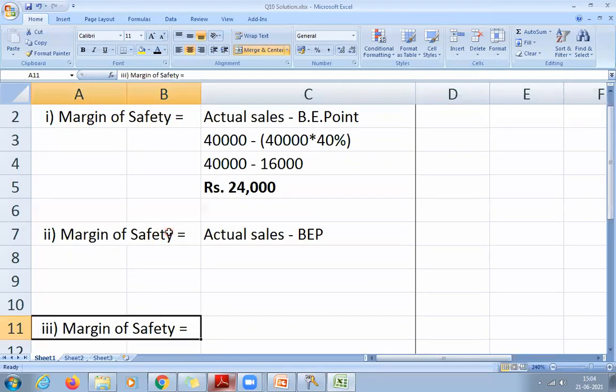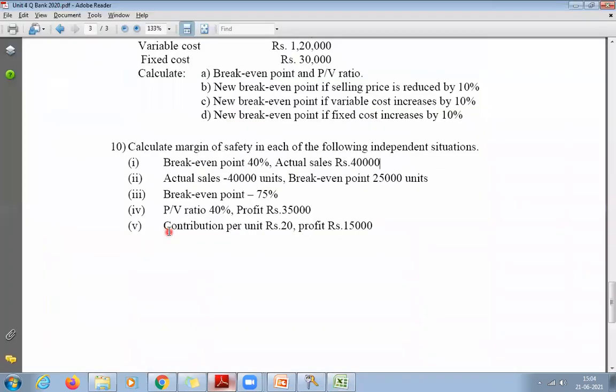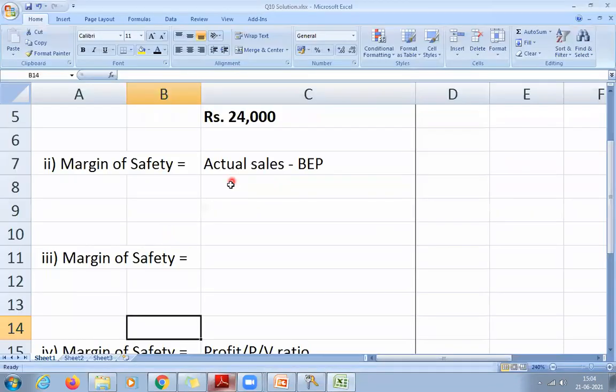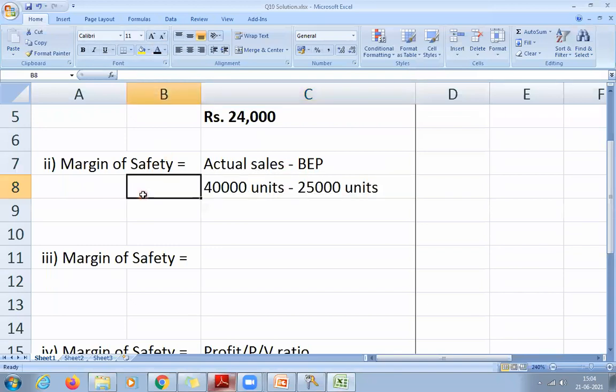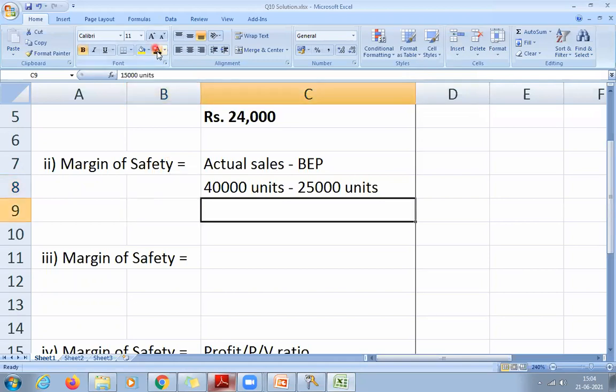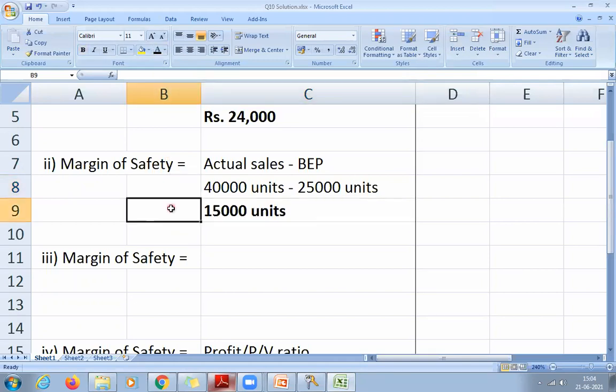Next one, second scenario, what has he given us? He has given us actual units, 40,000 units, and break-even units also, 25,000. So he has directly given everything. Nothing to calculate, just subtract: actual sales minus BEP sales. He has given both in units, so no need to worry. So how much will we get? 15,000. This is 15,000 units, not rupees.